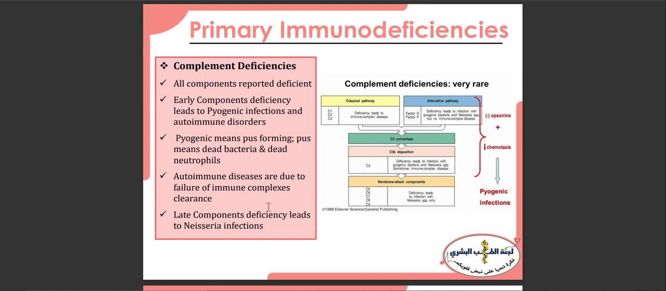فإذا كان في عندنا immune complexes والجسم مش قادر يعملها clearance, that will result in autoimmune disease. الجسم يعني بيهاجم نفسه لأنه هاي immune complexes مش قادر يعملها clearance. Late components deficiency leads to Neisseria infections as well as other pyogenic bacteria, as we said right here, but no immune complex diseases. Okay, great.